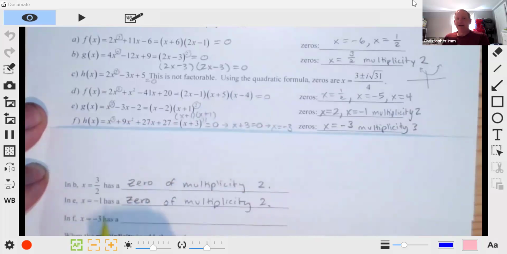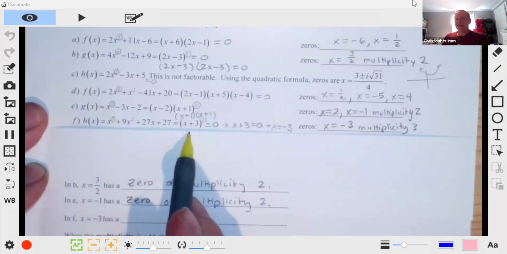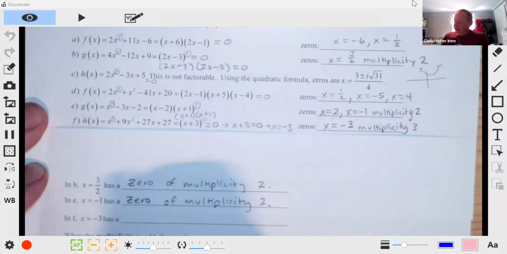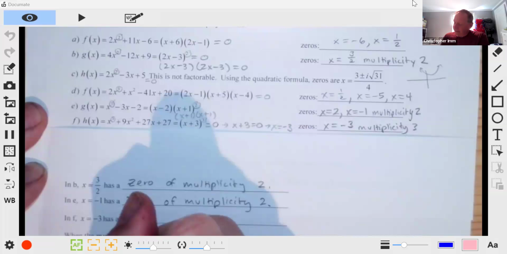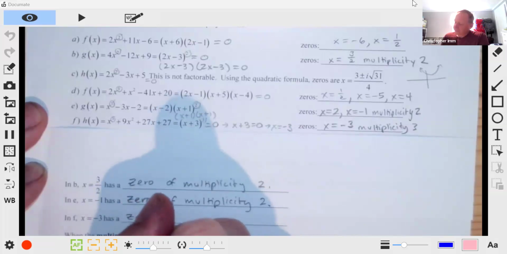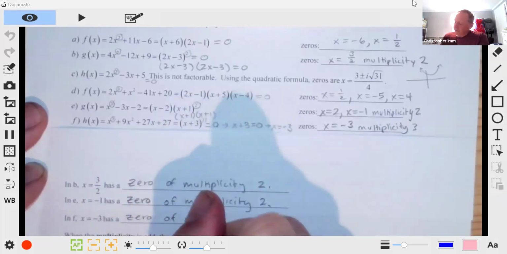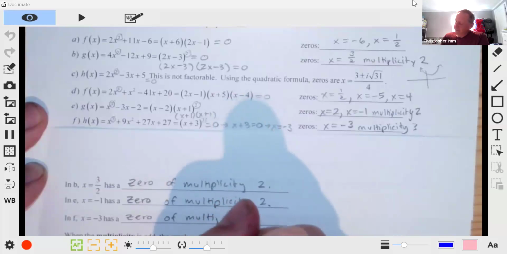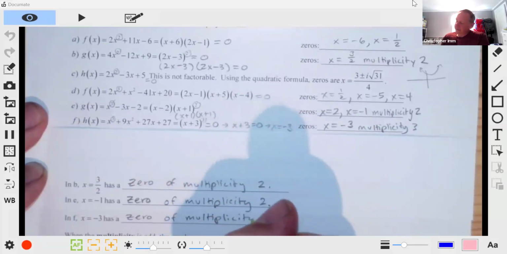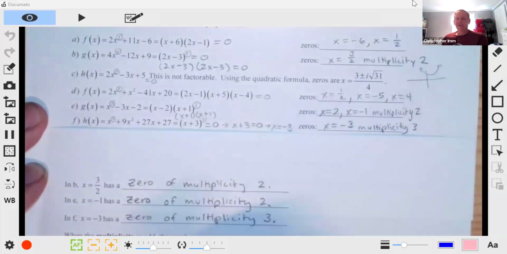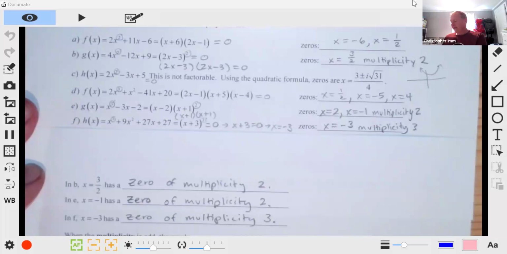And finally, F, that factored into x plus 3 cubed. So in F, x equals -3 has a 0 of multiplicity 3. So in each case, we can say that these are the zeros and they have those multiplicities.